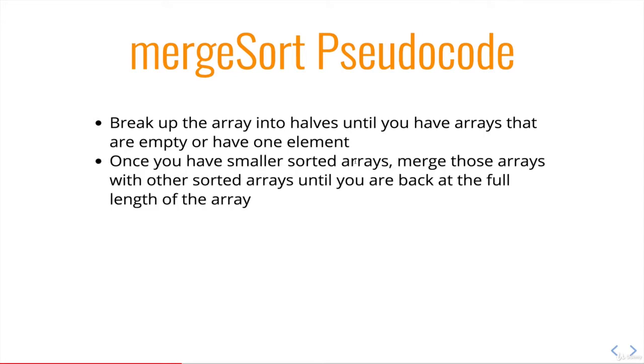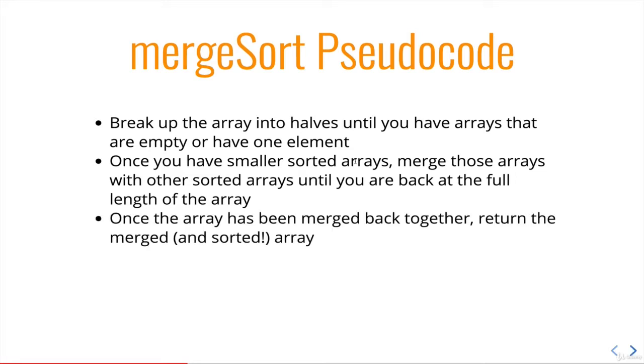Then once we have those small arrays, we merge them back using our merge function that we've already written until we're back at the full length of the array. Now, it seems simple when you write it this way, but the code gets confusing when you're writing it recursively. I'll just put it that way. But that's pretty much it. So once the array has been merged back together, we return the merged array at the very end.